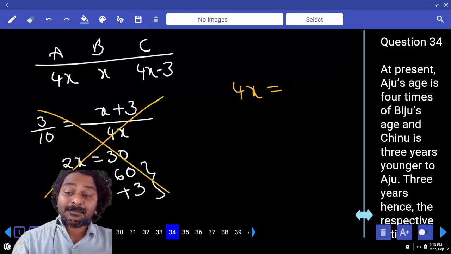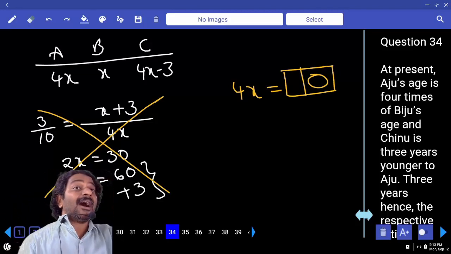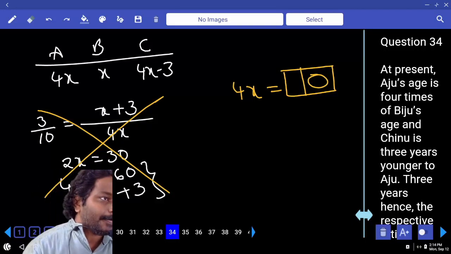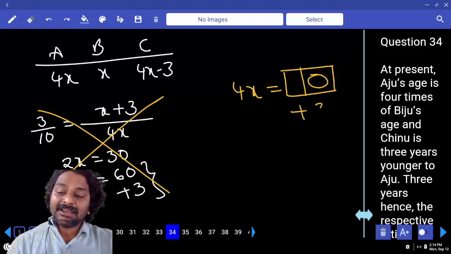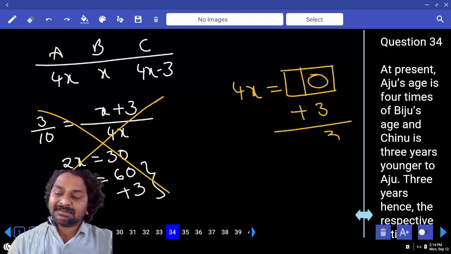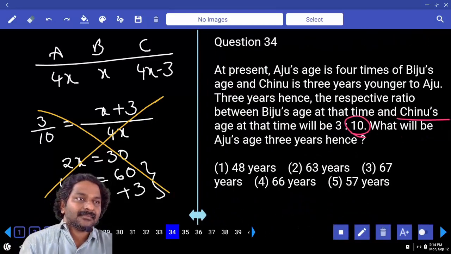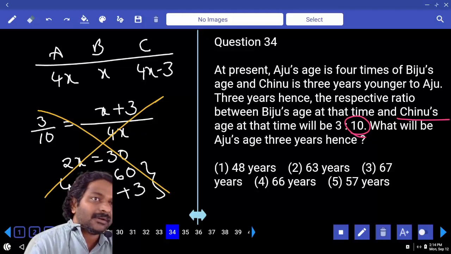Which should end with? If 4x is ending with 0, we were asked to calculate Aju's age after 3 years. That means the present age of Aju is 4x only. To that we have to add 3 years only. If you add 3 years to this particular number, your answer must end with 3. And look at your options. There is only one. Understood? Come on.